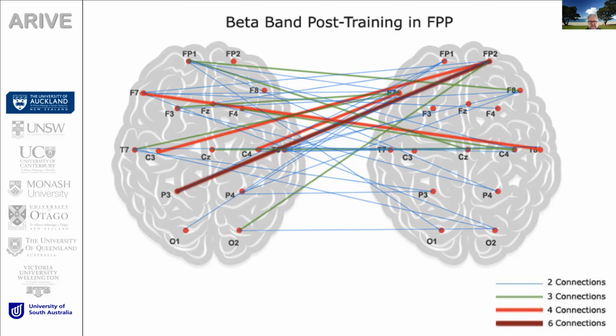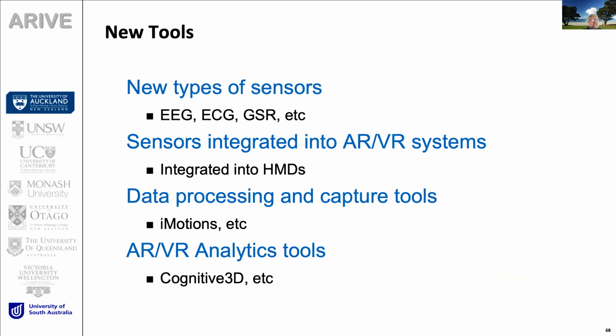So just to wrap up, I want to talk about how there's a number of new tools people can use in studies now. So there's new types of sensors. Sensors have been integrated into these AR, VR displays. There's new data processing capture tools and analytics tools.